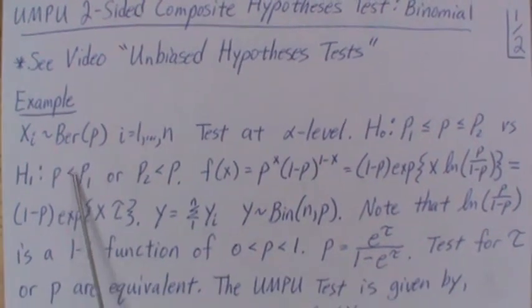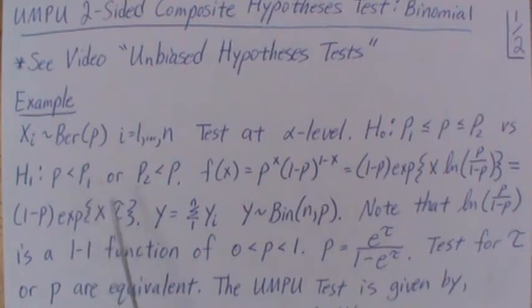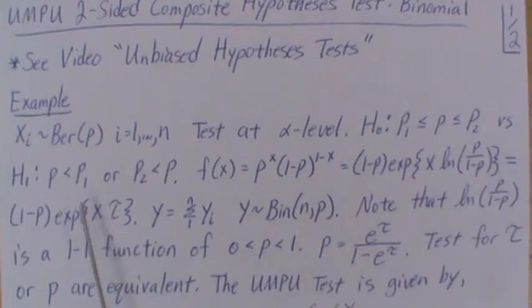So the setting is this, that our data follows a Bernoulli, right? Or it's either 1 or 0 or yes or no. It's a dichotomous response. We take a sample size n, we're going to test at the alpha level, and the null hypothesis is that the true proportion is between some values P1 and P2, versus the alternative that it's strictly less than that P1 or greater than that P2.